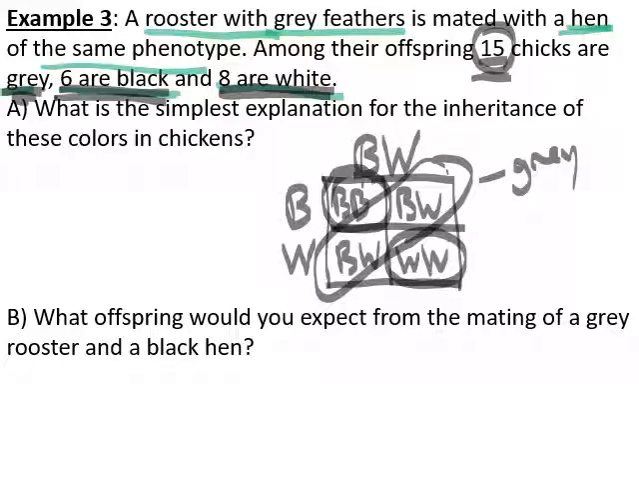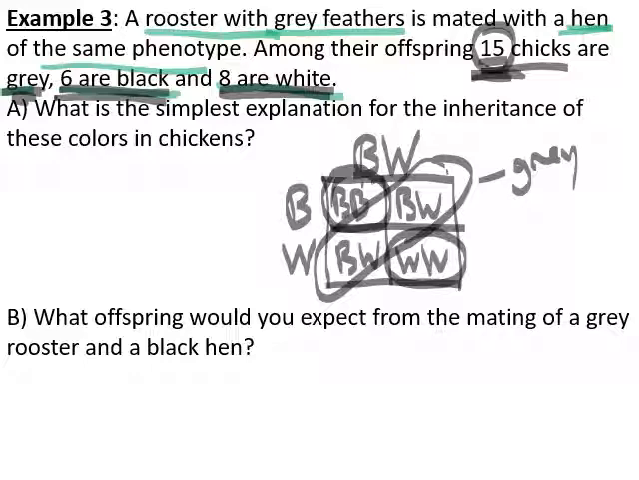So this makes sense. If both of the parents are heterozygous, but the traits blend, then they're going to end up having gray phenotypes, and that would explain the numbers that we see: about half of them are gray, about a quarter of them are black feathered, and about a quarter of them are white feathered in those offspring.